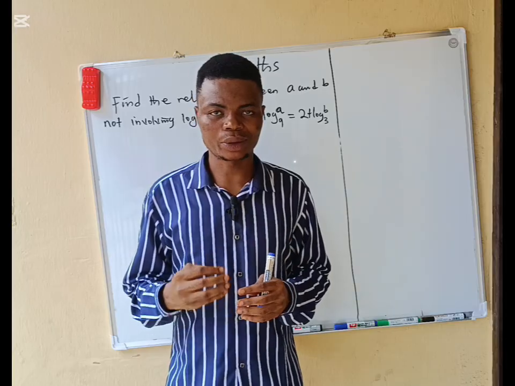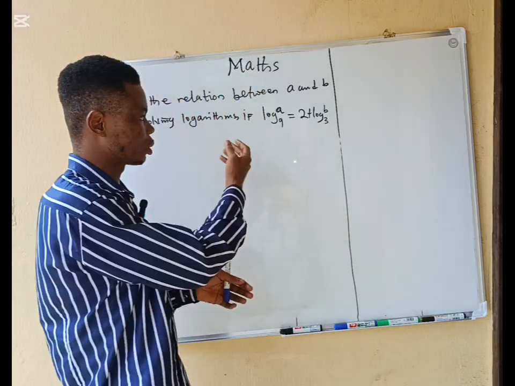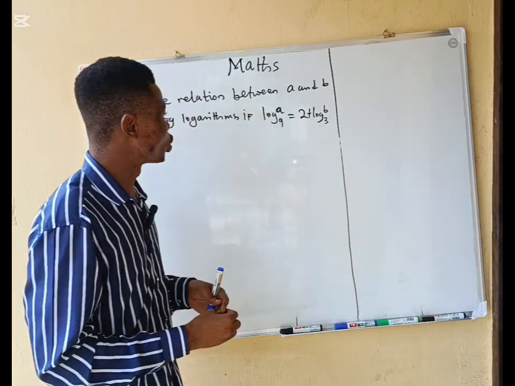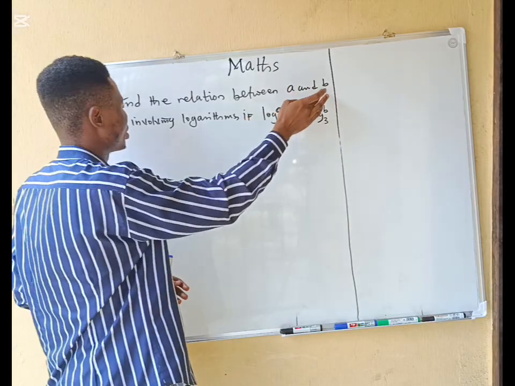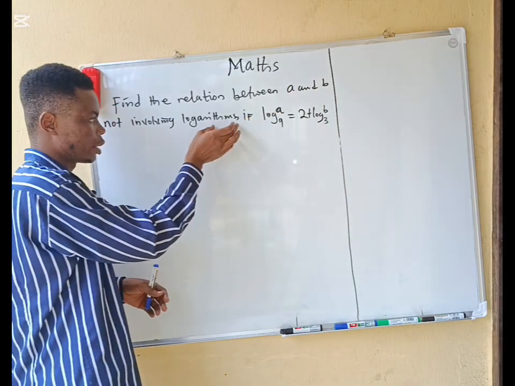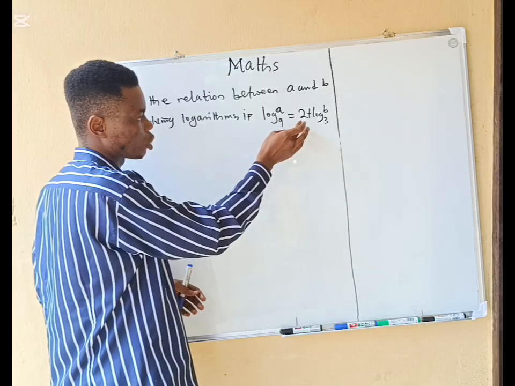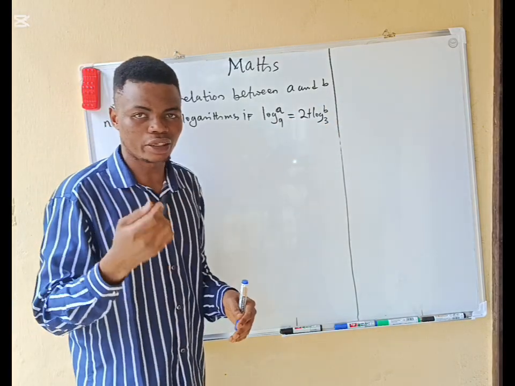Today, we shall learn how to solve this simple question before us. This question is coming out from logarithm. So, we are asked to find the relation between A and B, not involving logarithm, if log A base 9 equals 2 plus log B base 3. It is very, very simple.